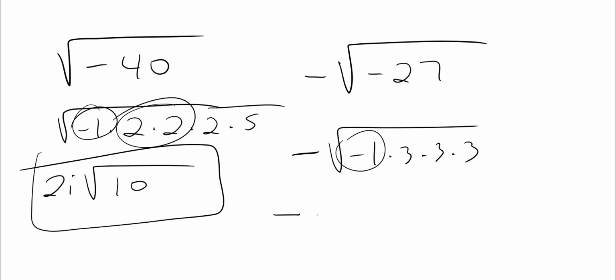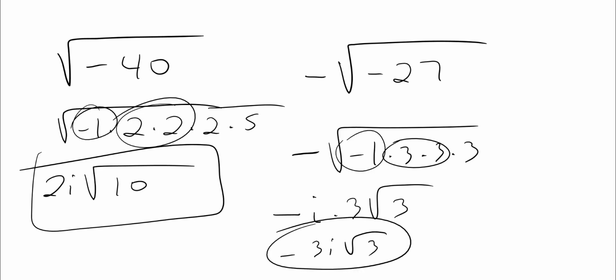So what's the square root of negative 1? i. What's the square root of 3 times 3? It's 3. And left over is a 3. So really, you got negative 3i root 3. That's your final answer. Okay, so negatives don't really do anything at all, except they just kind of change the sign of the final answer, right? No big deal. Okay, that's pretty good so far.